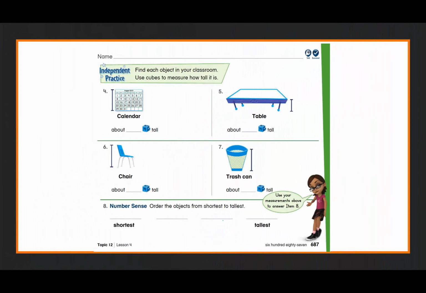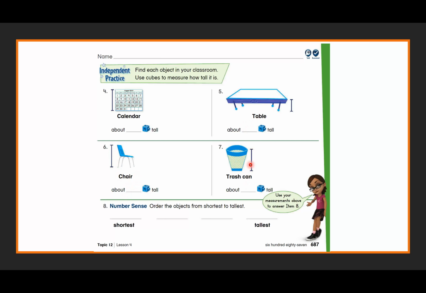Now next page. Now this is an independent practice. I will explain and you have to do it by yourself. Find each object in your classroom. Use cubes to measure how tall it is, as we are not in the classroom, so you have to use the pictures over here. Take your cubes and start measuring. Place your cubes here. Now you have to tell how tall it is, and then write the number of cubes you put here. The table, how tall it is, you will write here. The chair, you will write here. The trash can, you will write here.